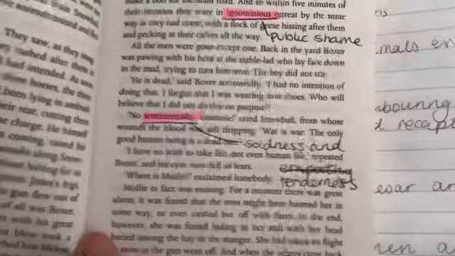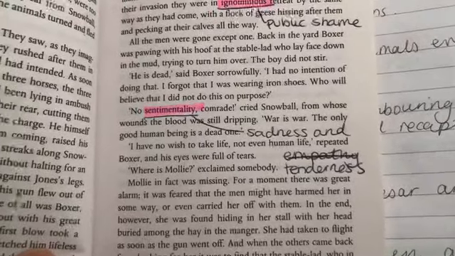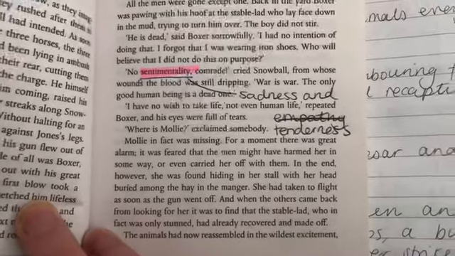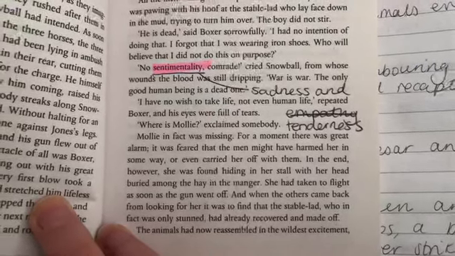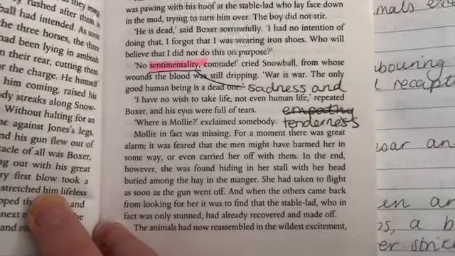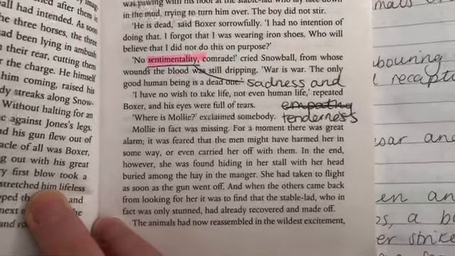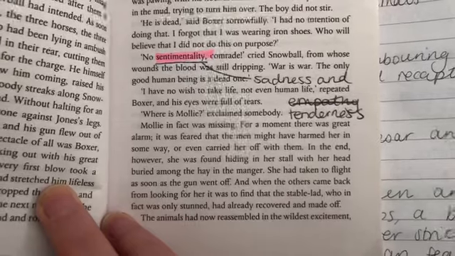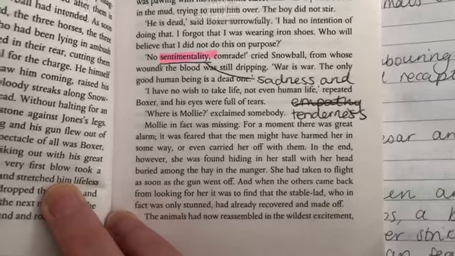"War is war. The only good human being is a dead one." "But I have no wish to take life, not even human life," repeated Boxer, and his eyes were full of tears. "Where's Molly?" exclaimed someone. Molly, in fact, was missing. For a moment there was great alarm. It was feared that the men might have harmed her in some way, or even carried her off with them. In the end, however, she was found hiding in her stall with her head buried among the hay in the manger. She had taken to flight as soon as the gun had gone off. And when the others came back from looking for her, it was to find that the stable lad, who in fact was only stunned, had already recovered and made off.